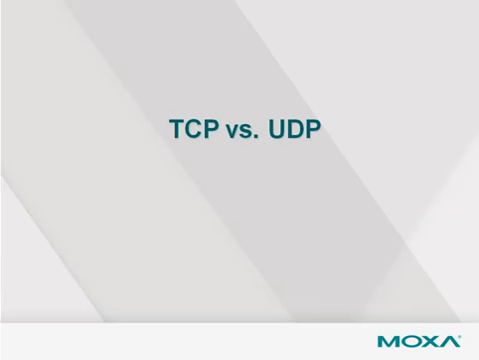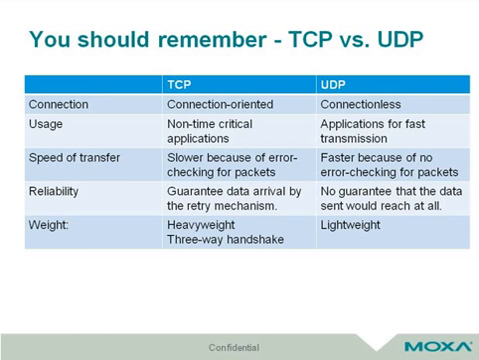Okay, now let's see a comparison table of TCP and UDP. This is a comparison table of TCP and UDP. Connection. TCP is a connection-oriented protocol. UDP is a connectionless protocol. Usage. TCP is used in case of non-time critical applications. UDP is used for applications that require fast transmission of data.